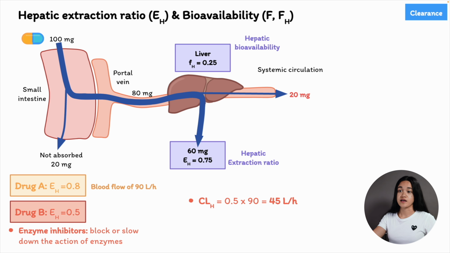And how would this affect drug A? Well, we have a hepatic extraction ratio of 0.5. So our hepatic clearance will be 45 liters per hour, which is much lower, but it makes sense, right? Because we reduced the levels of enzymes produced by the liver, so we blocked or slowed down the enzyme's activity, so there is less metabolism, which means that there will be higher bioavailability. And in this case, that will be 50%.